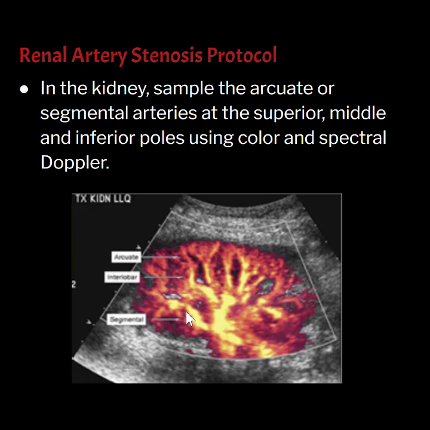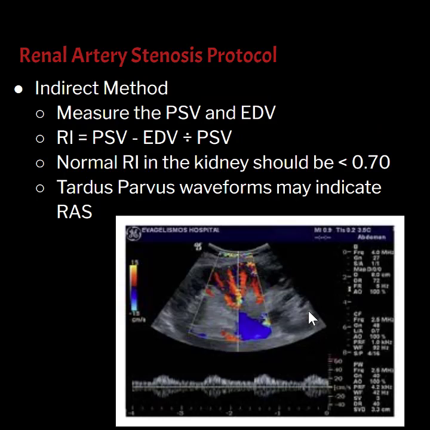We are either going to sample the segmental arteries that are the first branches of the renal artery, or we will look at the arcuate arteries that are found out in the parenchyma. We typically evaluate then the superior, mid, and inferior poles of each kidney. Using Doppler then, you will place the sample gate within the vessels and get your spectral tracing.